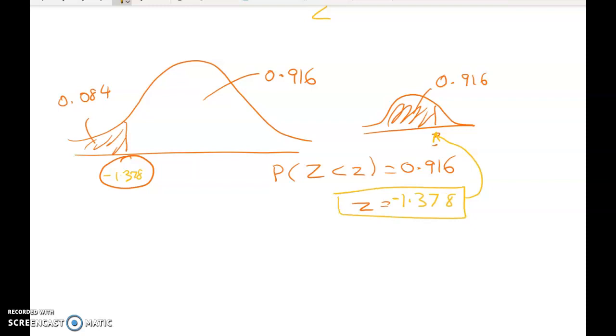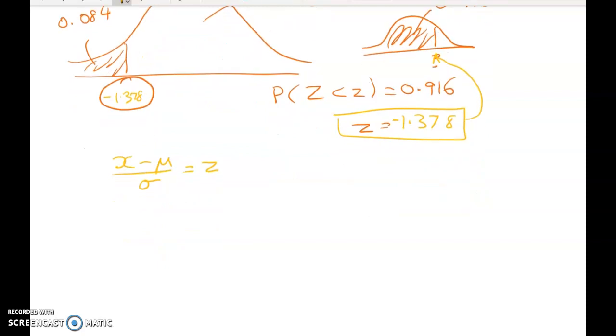And hopefully you can see that if you're drawing the pictures here, keeping track of the negatives is actually not too bad, right? But if you don't, then you're going to come unstuck pretty fast. What do we have to solve now? Well, we know that to go between x and z, we've got this formula. We're going to substitute in two sets of values. The first one is for the leaves that are shorter than 4 centimeters. So we have 4 minus mu over sigma is equal to negative 1.378. And we have 10 minus mu over sigma is equal to 0.842.